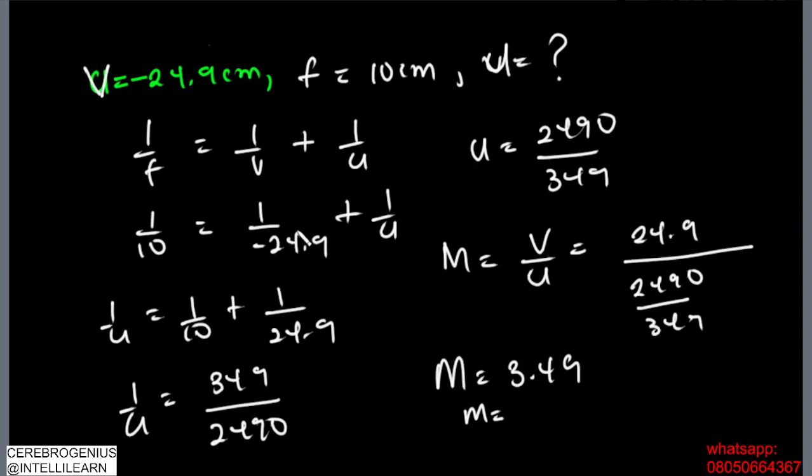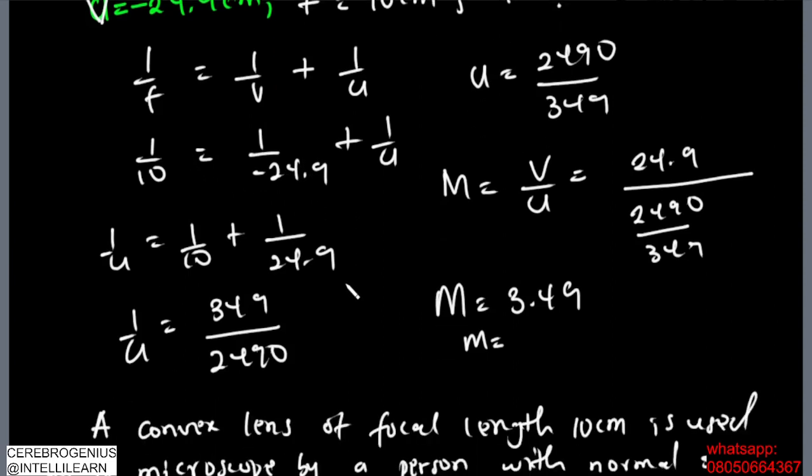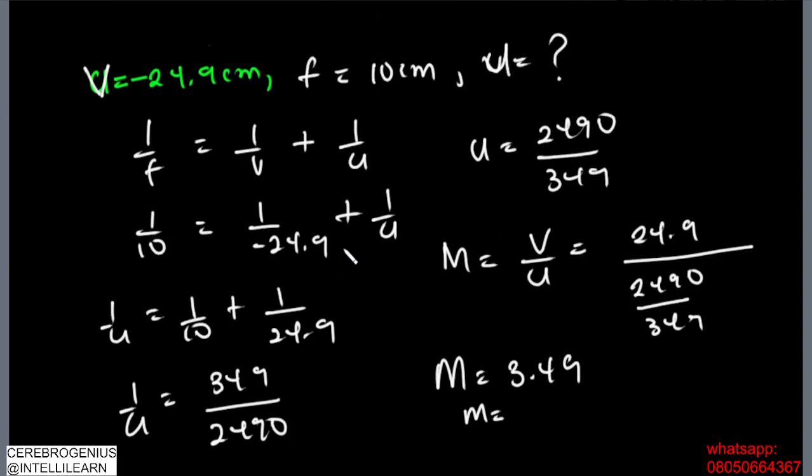So let me do this again. So we got 1/10 plus 1/24.9. Then we do the inverse of that. Then we do the image distance divided by the object distance. So we have 24.9 divided by that answer. So you have 3.49 for the magnification.